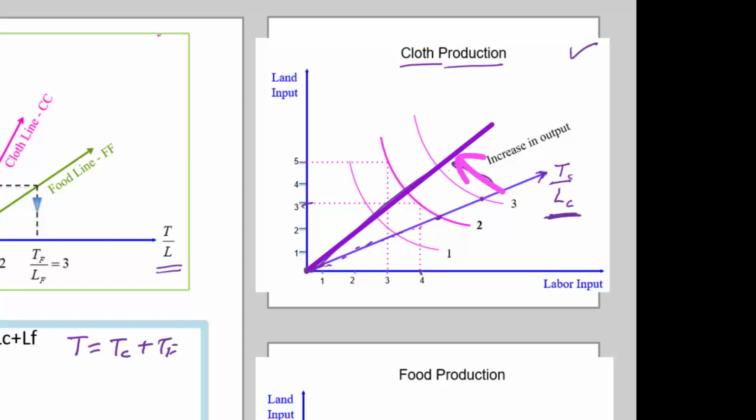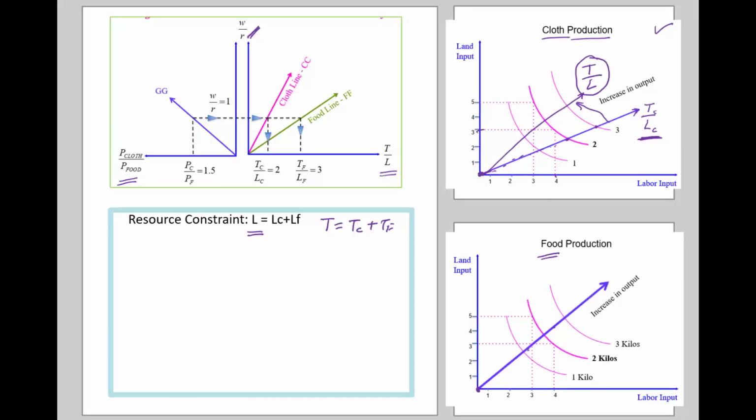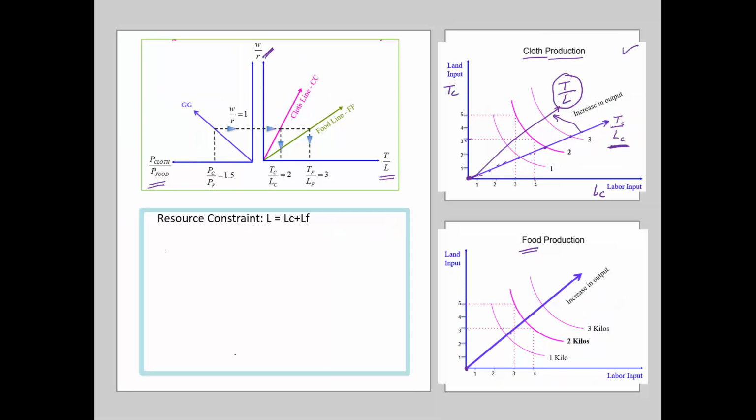Now, when there's a change in land by labor ratio, that is going to be a move in this graph. What is the slope of this line? Well, it would be the new land by labor ratio that the cloth sector is now using. And the same thing applies to the food production as well. So we haven't incorporated our constraints. Now, the production process for the cloth sector, we are measuring labor in the cloth sector and land in the cloth sector.